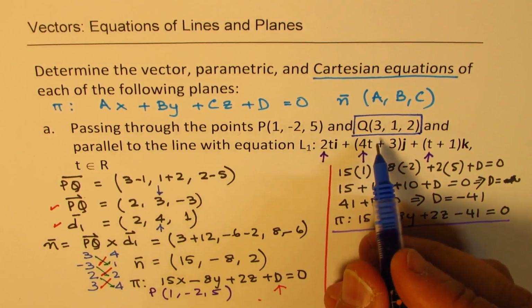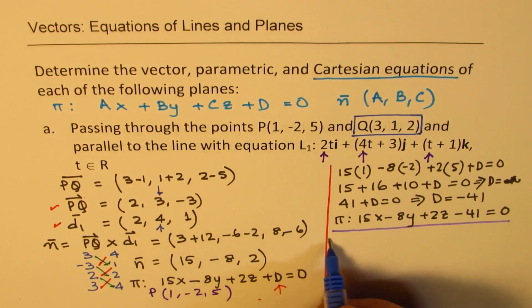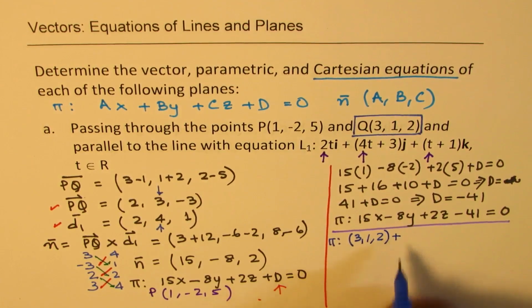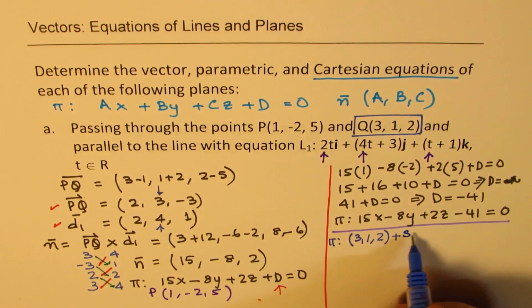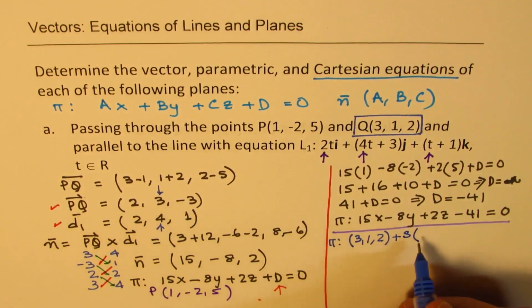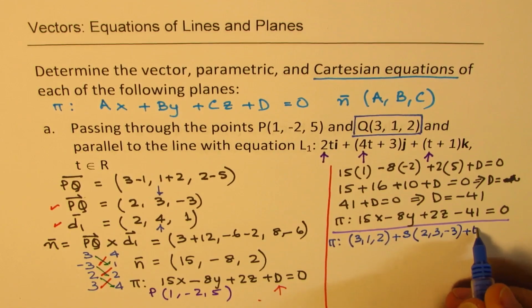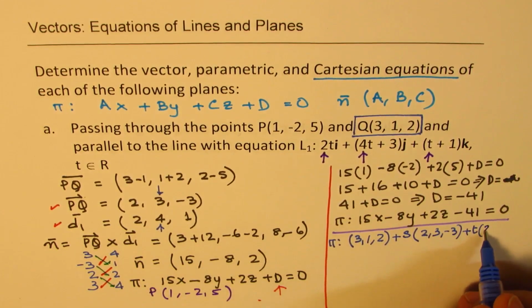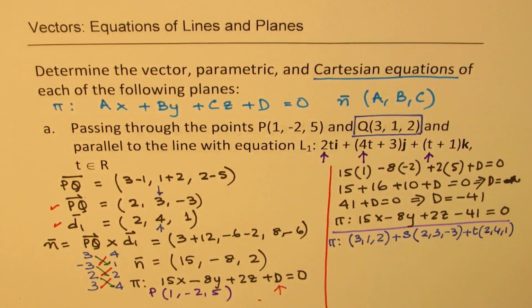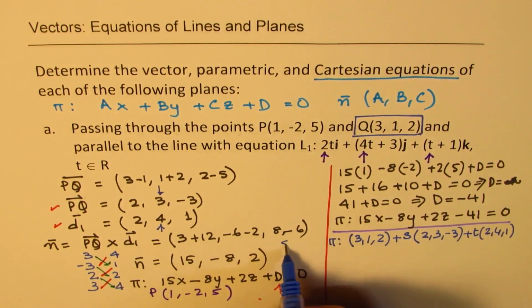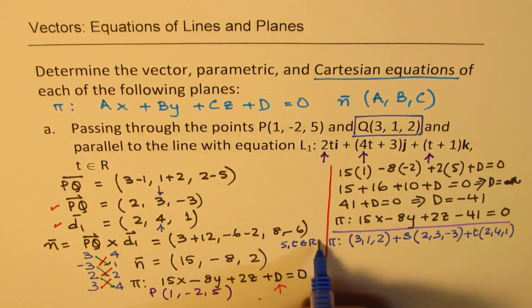Correct? So if I take point Q, then I can write this plane in the form of a vector equation as the point itself, (3, 1, 2), plus the parameter, we can say s or t, whatever you want to write, times one of these directions, which is (2, 3, -3), plus t times the other direction, which is (2, 4, 1). Does that make sense to us, right? And definitely s and t are real numbers. So I'll add here that s and t belong to the real numbers.